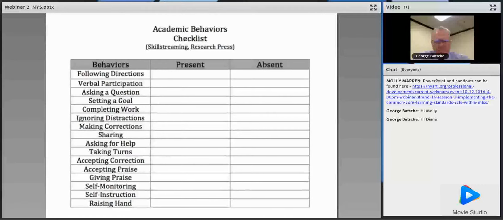So something as simple as following directions, verbal participation. Really an important one is asking a question. It is the engagement skill that students lack the most.